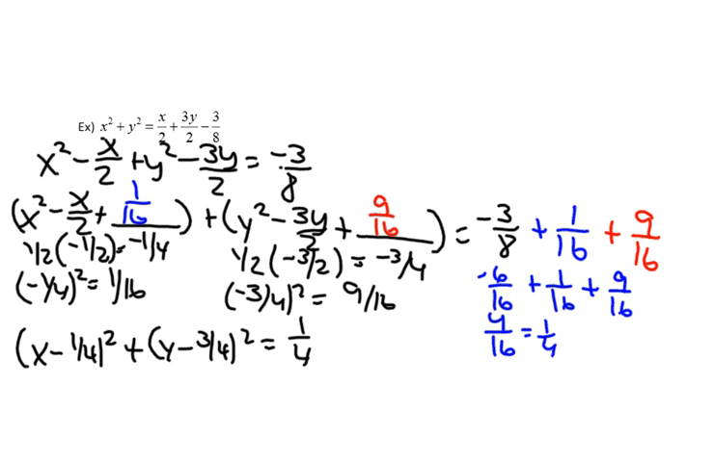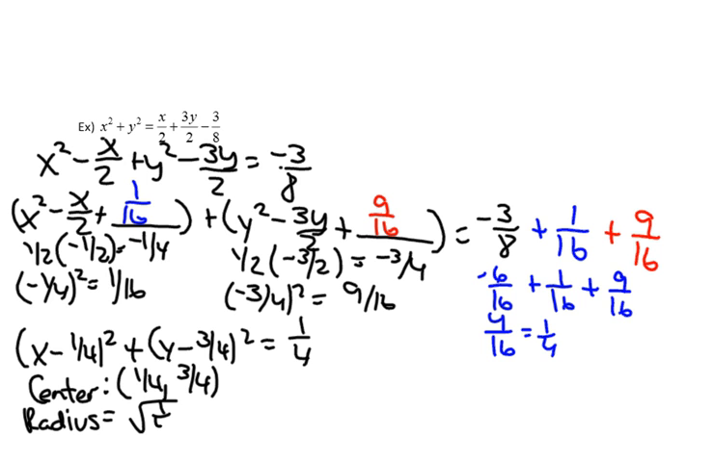Now, it's very easy to determine what I need then. The center, remember, it's the opposite. So that's 1/4, comma 3/4. And the radius, that's the square root of 1/4. Square root of 1 is 1. Square root of 4 is 2. So the radius in this particular problem is 1/2.